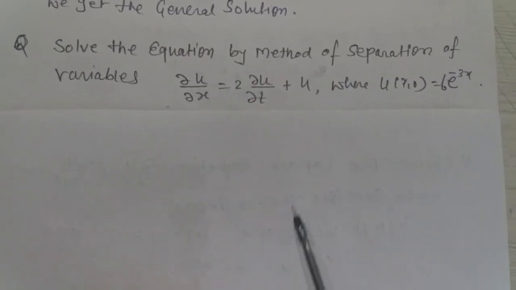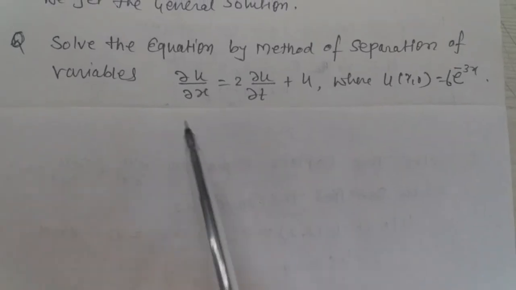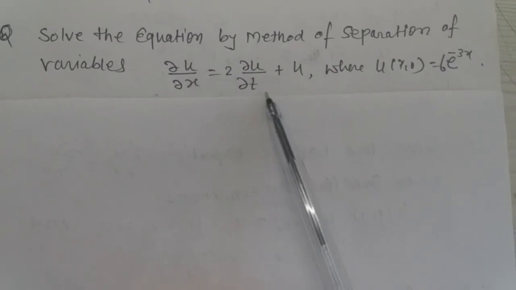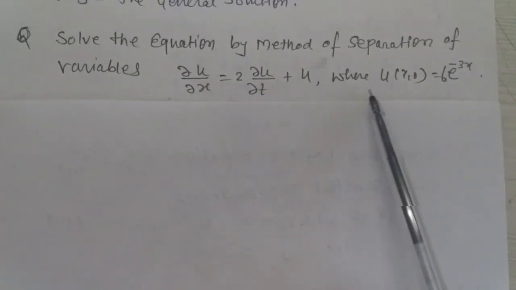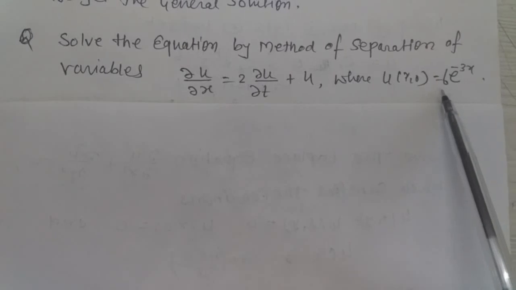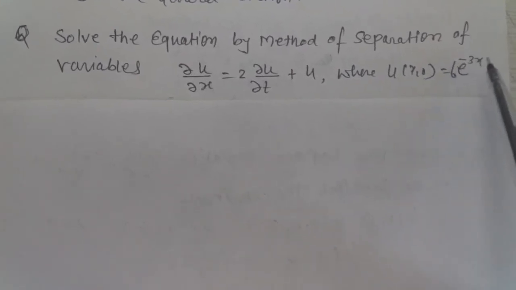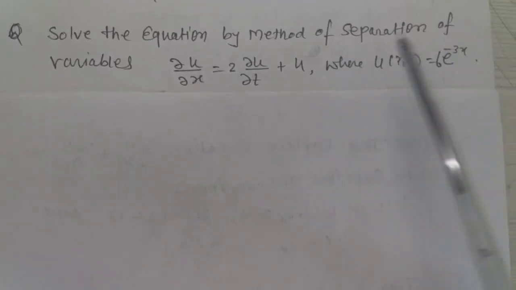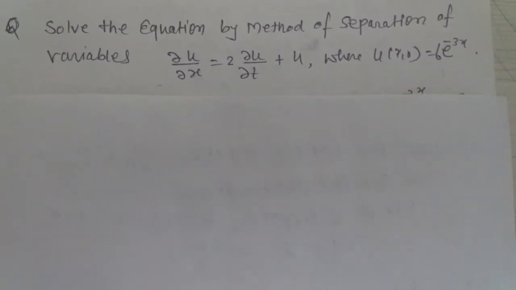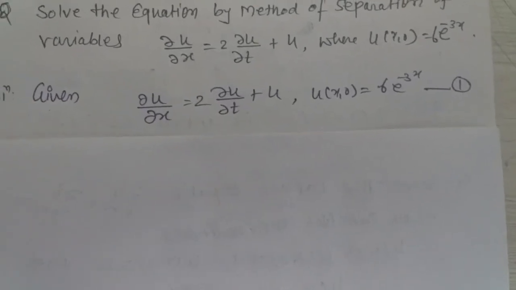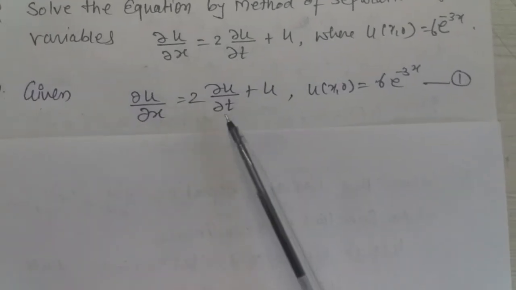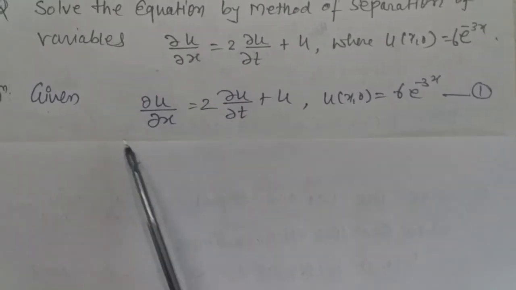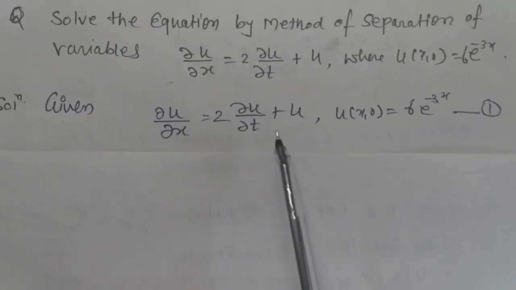Solve the equation by the method of separation of variables. The equation is del u by del x equal to 2 times del u by del t plus u, where u(x, 0) is 6 times e raised to minus 3x. This is the initial condition using which we get the value of the arbitrary constant. So the given equation is del u by del x equal to 2 times del u by del t plus u, and we are going to solve this equation by the method of separation of variables.